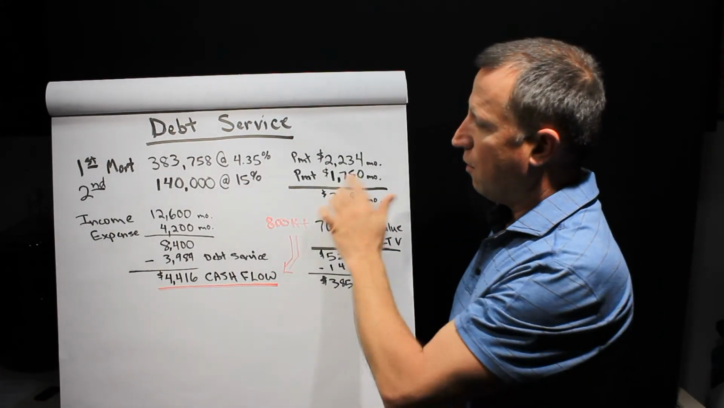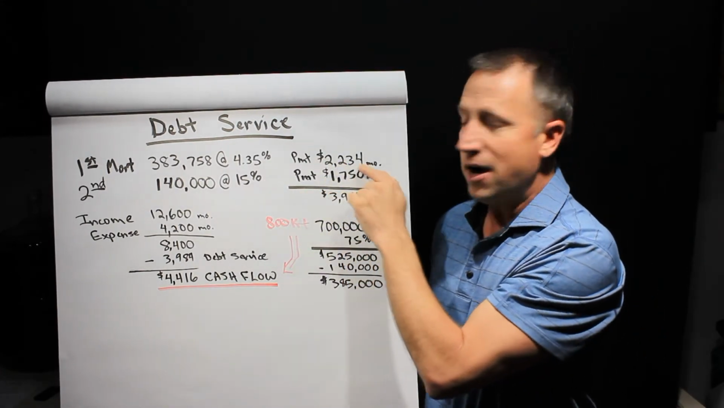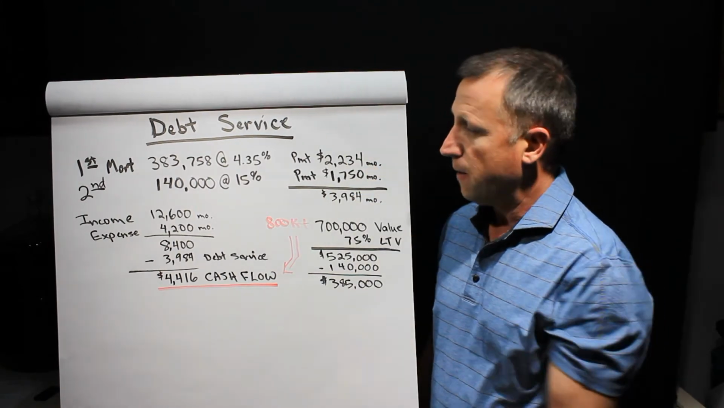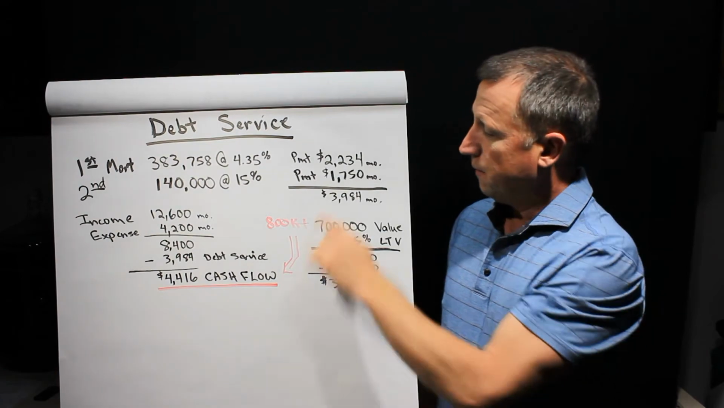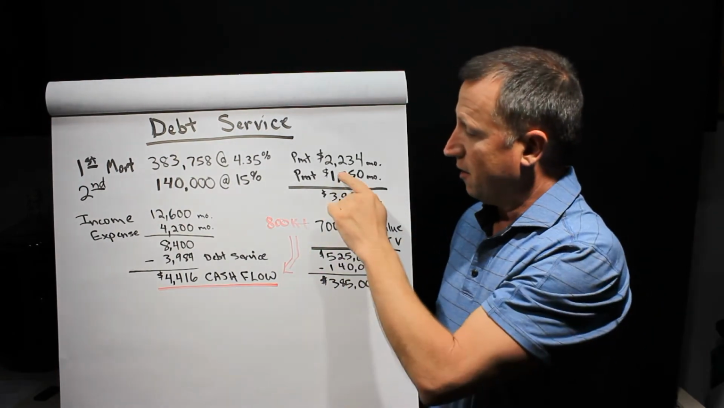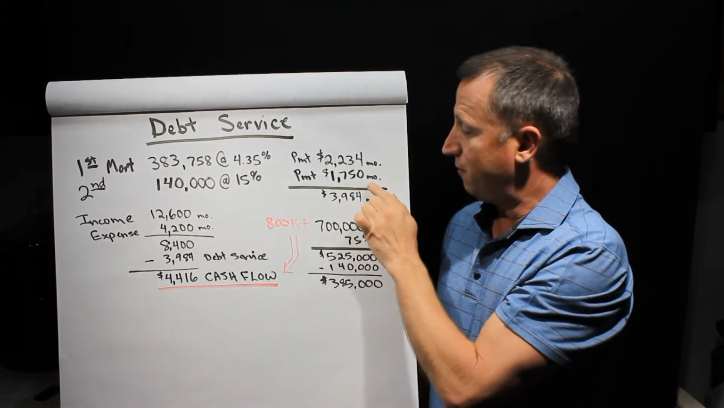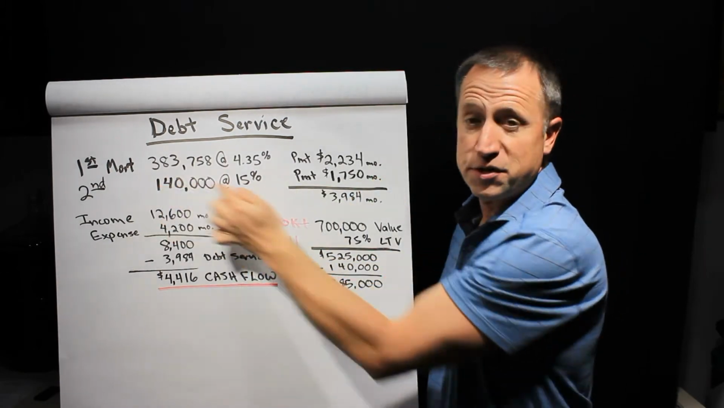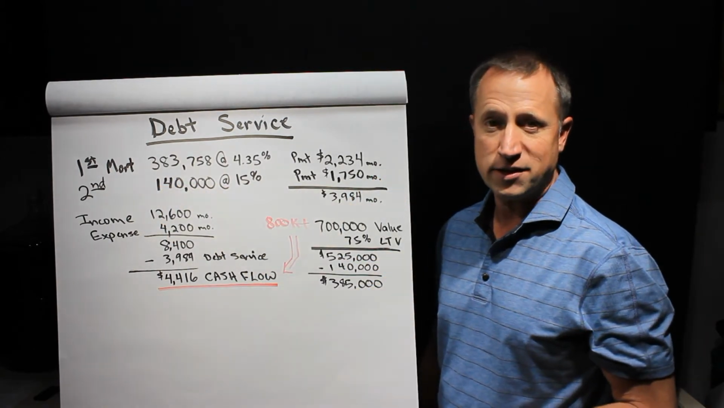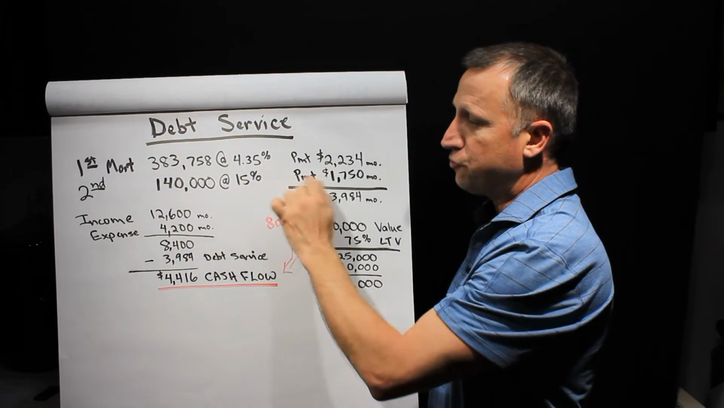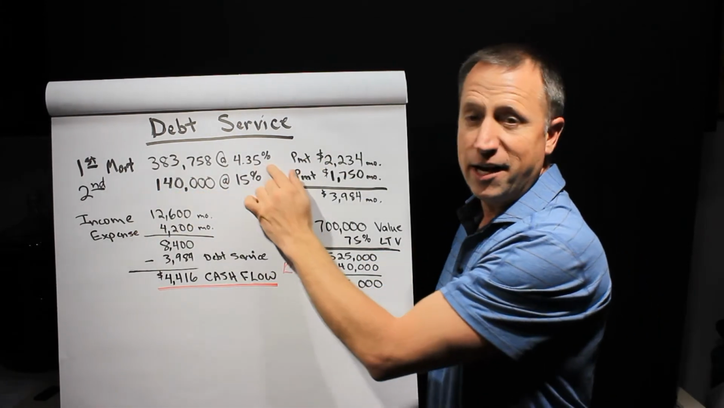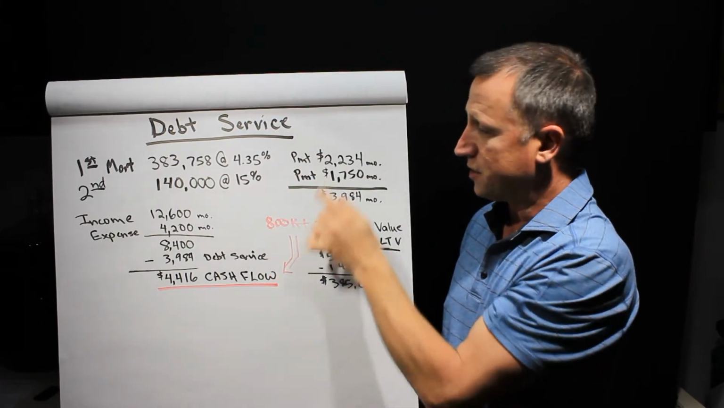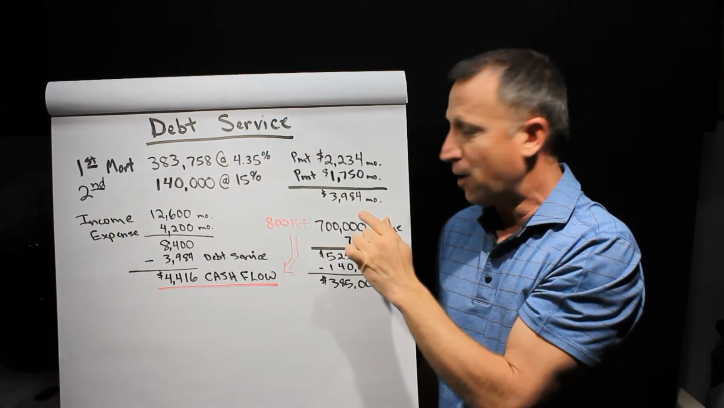So the mortgage payment every month is $2,234. The 15% interest on $140,000 means I'm writing interest checks totaling $1,750 a month to the investors that bring me the $140,000 in cash. We're paying interest only on the second, and we're paying both principal and interest on the first. So that gives me a total debt service for this property of $3,984.